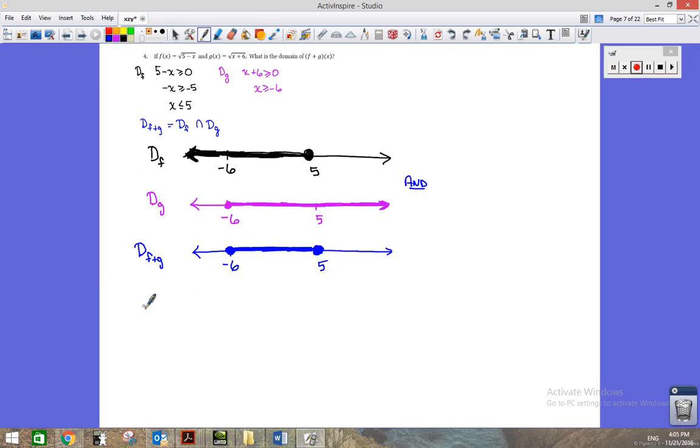And how we describe this interval of real numbers is to use interval notation. And we use a bracket because we're including -6 with that solid dot. It's in the domain of f plus g, and we're including +5. So there's my final answer for problem 4, and I hope that helps.